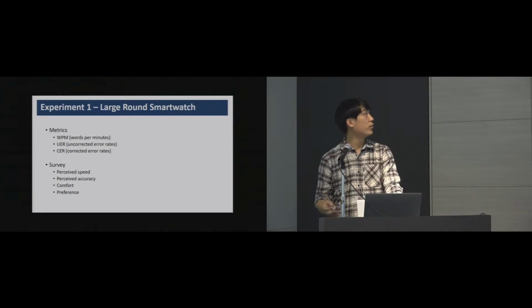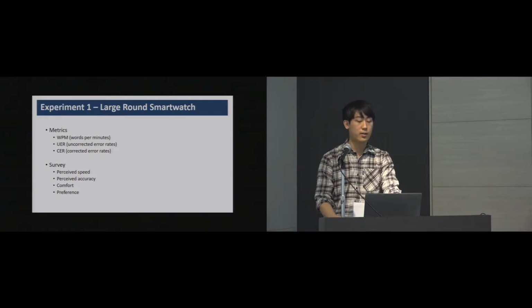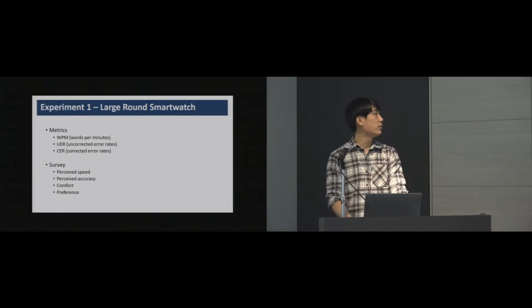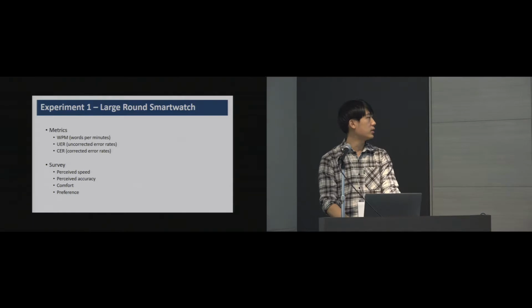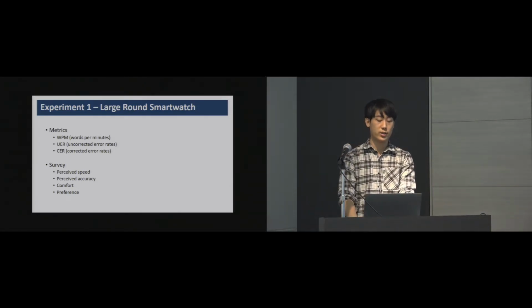We measured WPM, words per minute, and UER, uncorrected error rates, and CER, corrected error rates, as the metrics in the experiments. And we conducted a subjective survey about perceived speed, perceived accuracy, comfort, and preference using 7-point Likert scale questions.